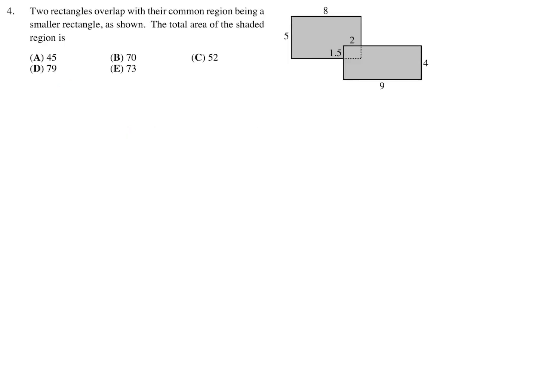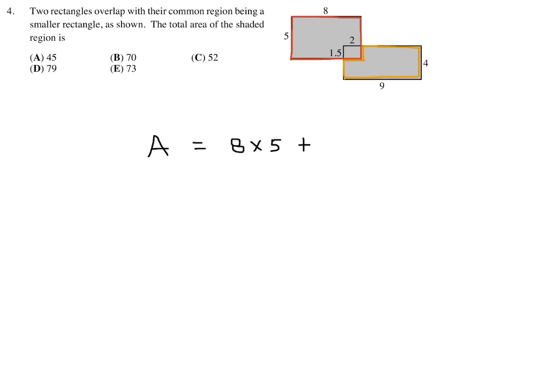Two rectangles overlap with their common region being a smaller rectangle as shown. The total area of the shaded region is. Okay, so what I'm going to do is just treat the first rectangle as it is. And then for the second one, I'll calculate the area with that notch taken out, or that smaller rectangle taken out. There are several ways of doing this question, but let's just do it that way. So the first one that I highlighted in red, the area, is just length times width, which is 8 times 5. That takes care of the red one.